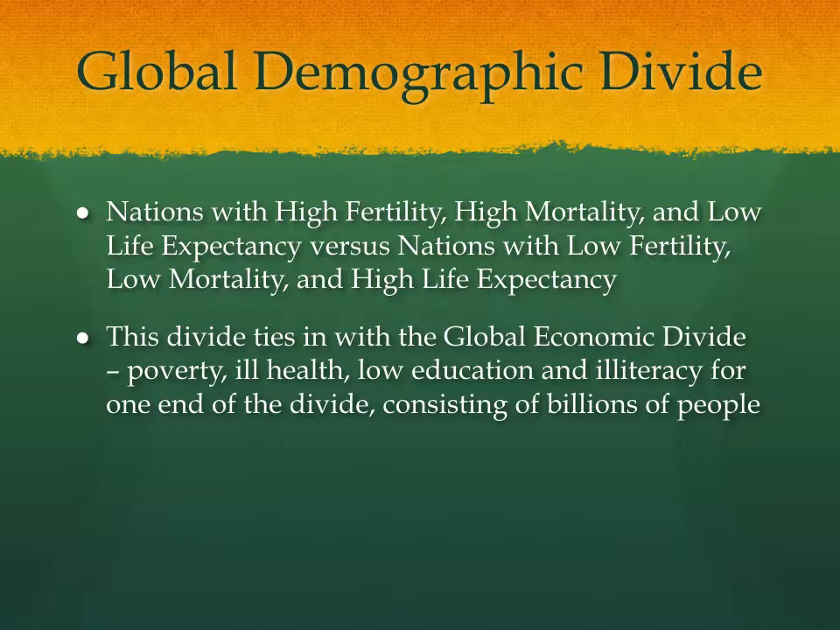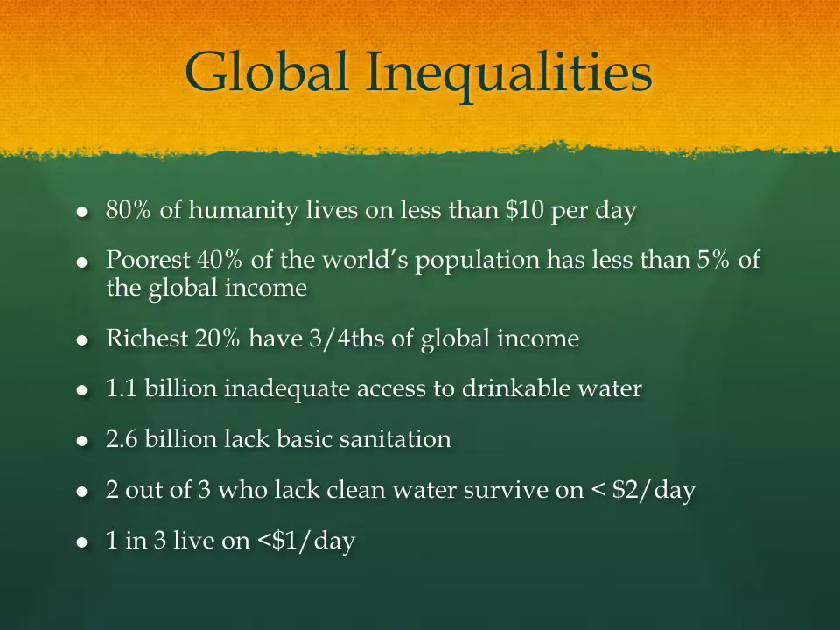Some people in the world are living in extreme poverty, have very poor health, low education, and high illiteracy. That kind of future faces billions of people on Earth. We have about 7 billion people on Earth, and several billions of them are living in those kinds of distressed circumstances. In fact, 80% of humanity lives on less than $10 per day, 40% of the world's population has less than 5% of the global income, and the richest 20% have three-quarters of global income.